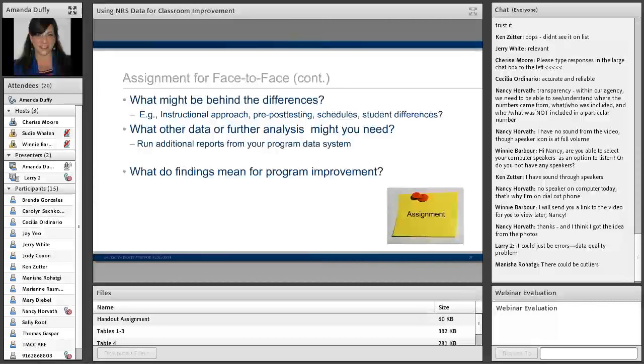And then what do they mean for classroom improvement? What do your findings mean for classroom improvement? And again, even if you are not attending the face-to-face session in March, we really encourage you to either access or ask for access to your Table 4 and other table data so you can work through this assignment and see what the quality of your data is and what it can tell you about your classroom.